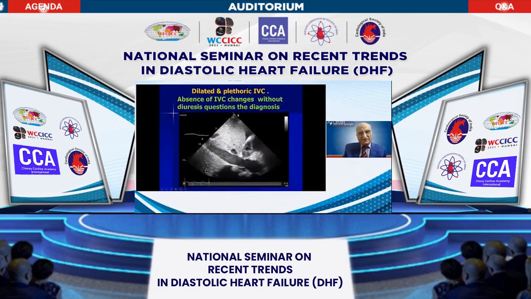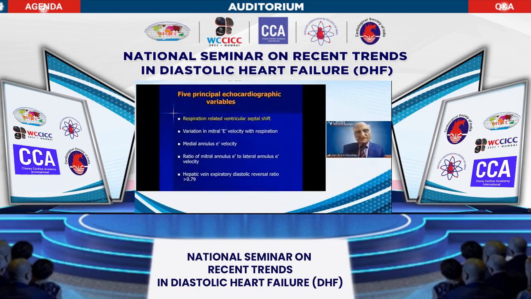Second, the IVC always shows a dilated and plethoric IVC, as you see here, and it is believed that if there is no IVC dilatation, in the absence of diuresis, it should question the diagnosis. So whenever we suspect constrictive pericarditis, we see the IVC, and we always see that it is dilated.